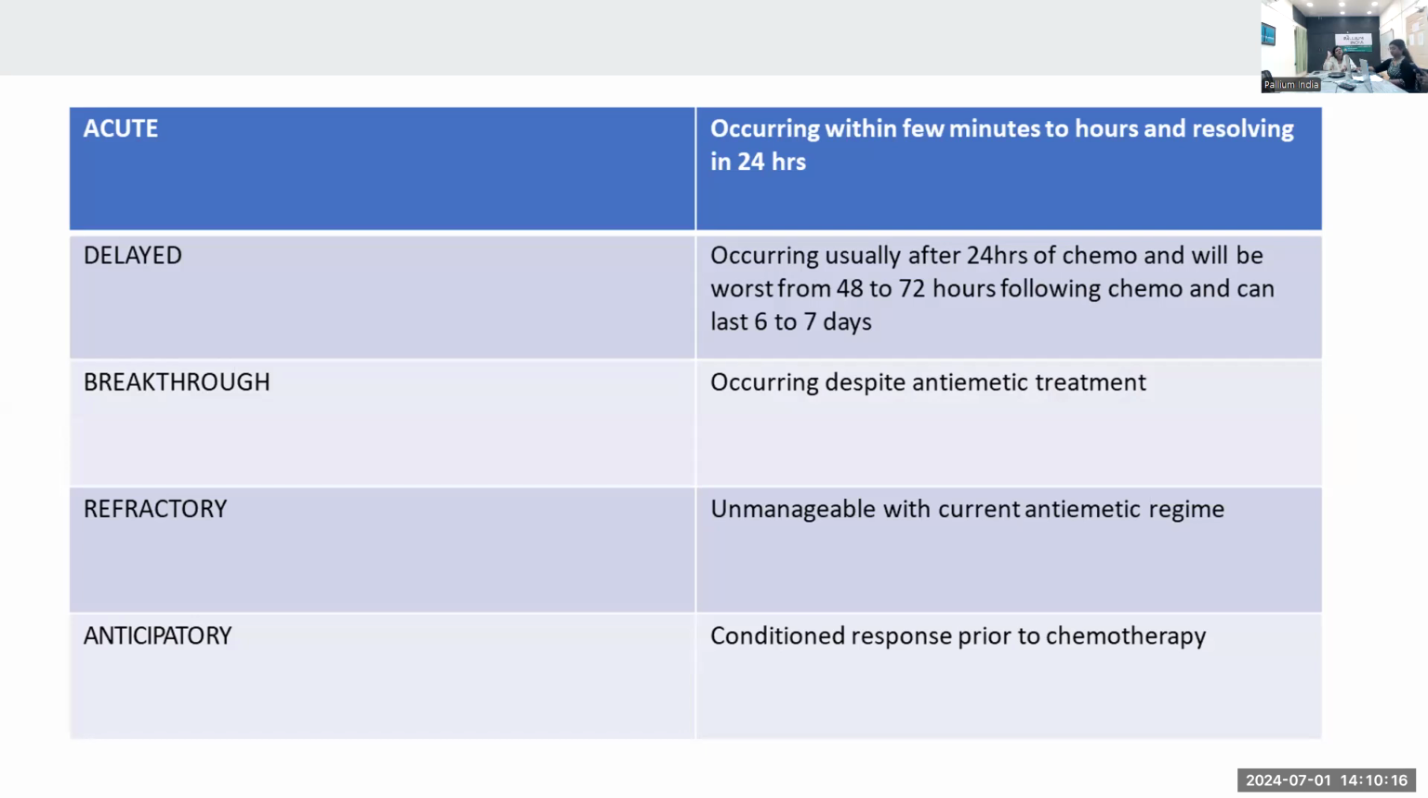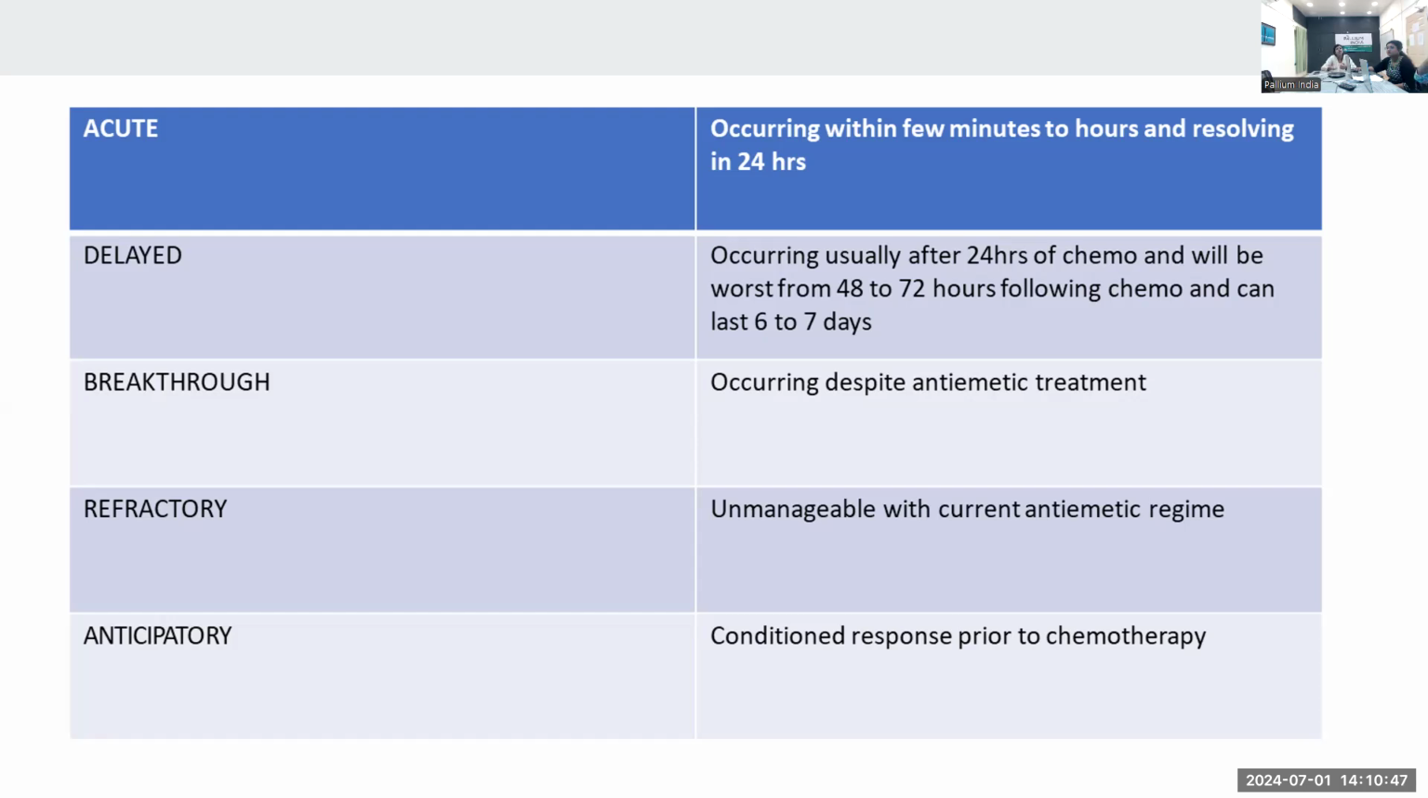The first one is acute. Acute vomiting is something which occurs within a few minutes to hours and resolves after 24 hours. Sometimes when we take food and there is food poisoning, we get within a few hours or minutes such kind of vomiting. Sometimes with chemo, after the patient takes the injection itself, they start getting vomiting. After that, it resolves.